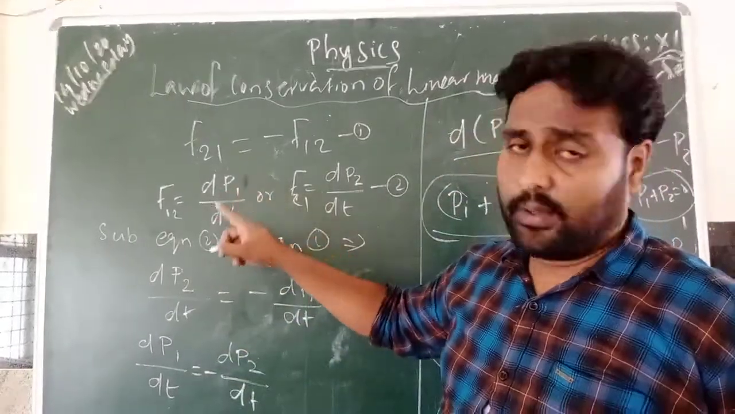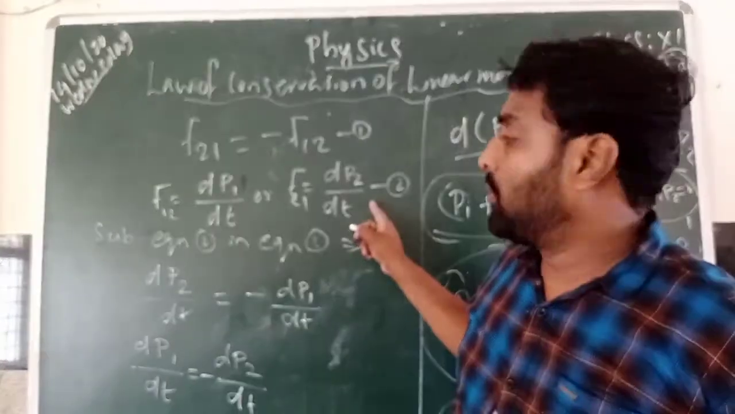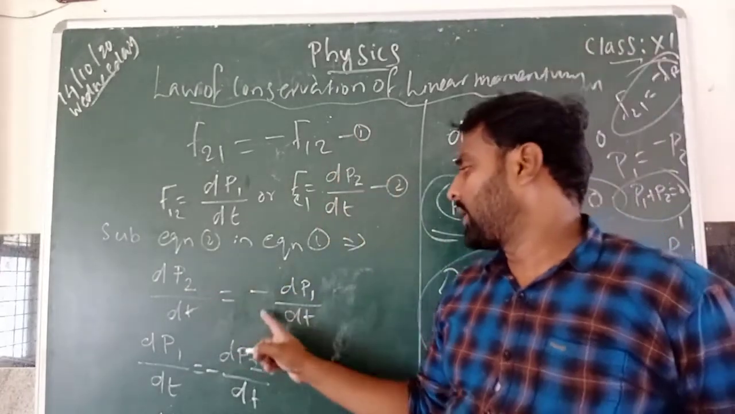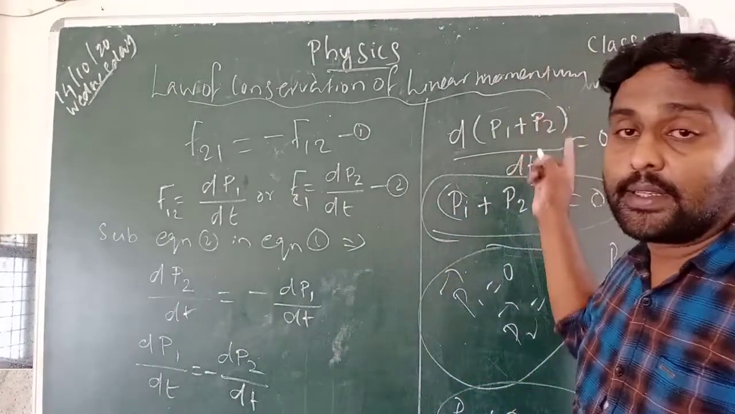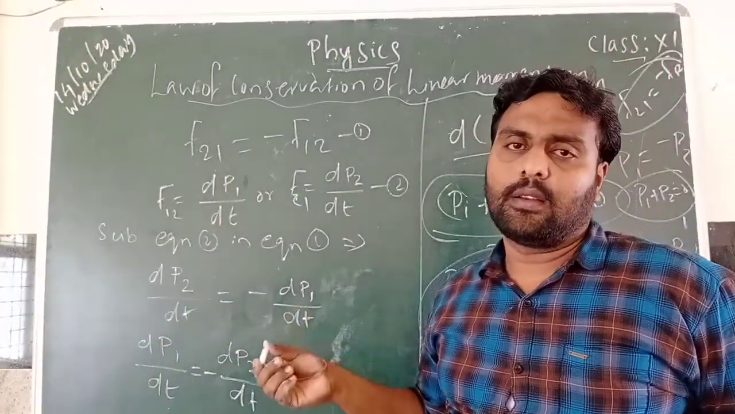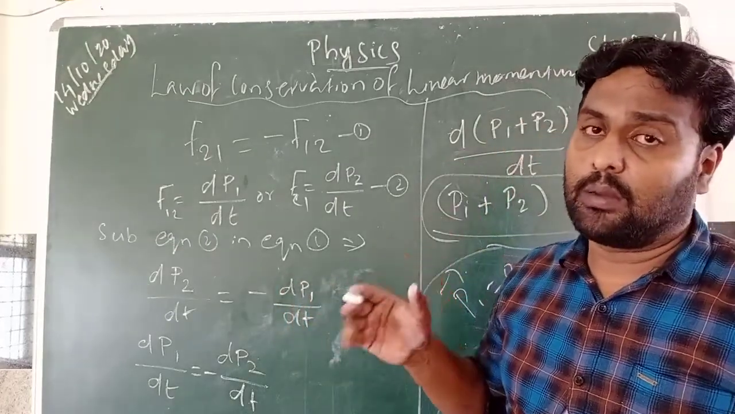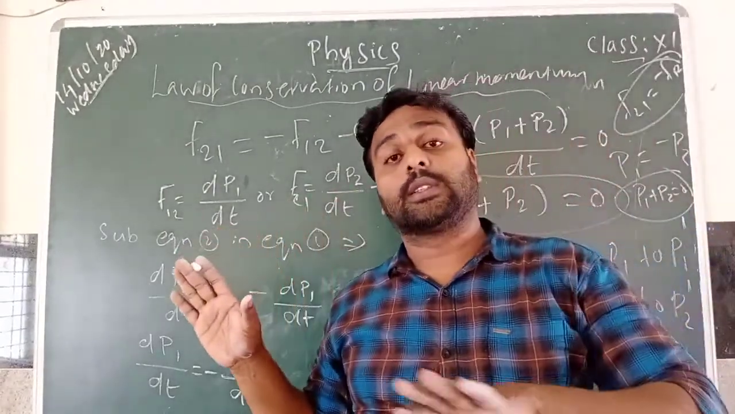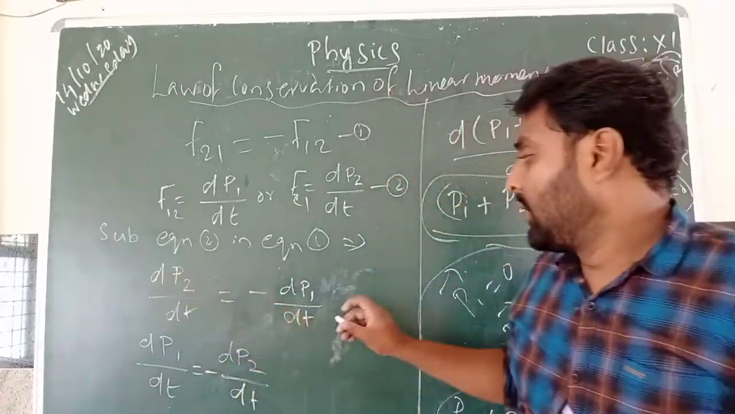dp1 by dt. We can write this in terms of linear momentum. Then substitute these two in 1. So what will come? dp2 by dt. In this equation derivation, you will get the sum mark. Then write the law. After that, you have to write the example, the gun example. So it is a 5 mark question, a very very important 5 mark question, which was previously asked in many exams.